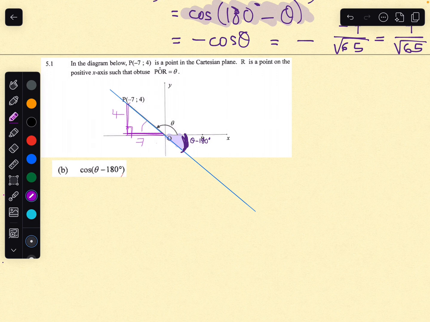This angle over here is the same in size as this one. We agree? This is because of vertically opposite angles. We've got this straight line, the x-axis, and this straight line that we constructed. So these two are the same, not in length, in size.